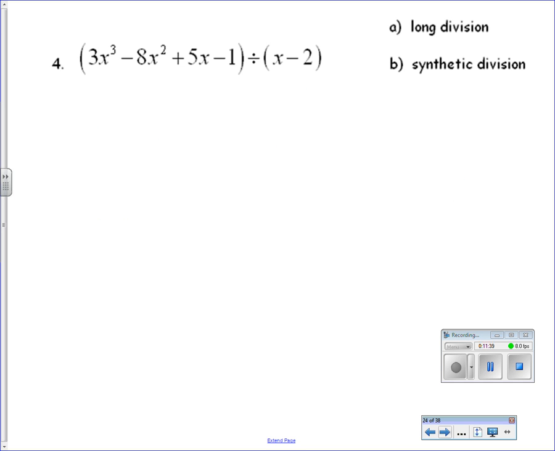Okay, all right, here's another one. We're going to do 2 more, and then I'm going to have you try it. So for 4, again, the same thing we're going to do, put the big polynomial underneath.